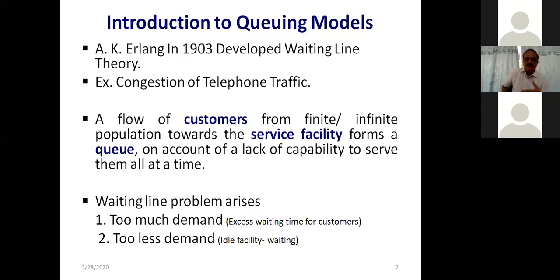But sometimes, because of fewer customers, if the capacity of the service facility is more, the service facility remains idle, so it also forms a queue. So a queue is for both the customers as well as the service facility. Hence, we can say that the waiting line problem arises mainly because of too much demand. When the customers are more and there is excess waiting time, a queue is formed, and it is only because of over demand.